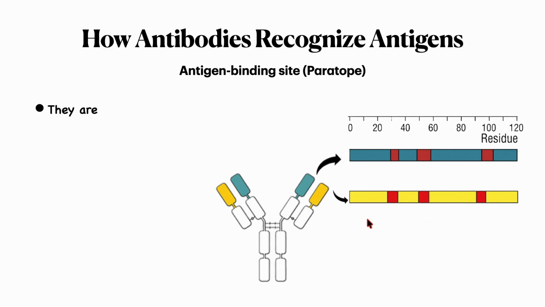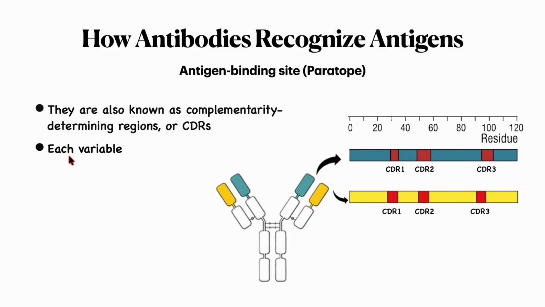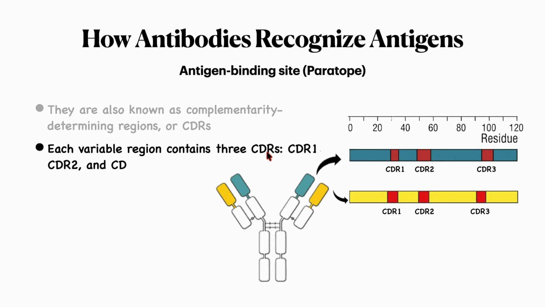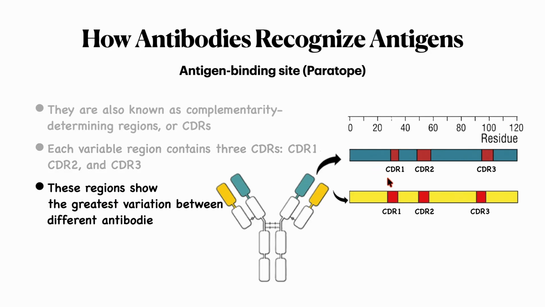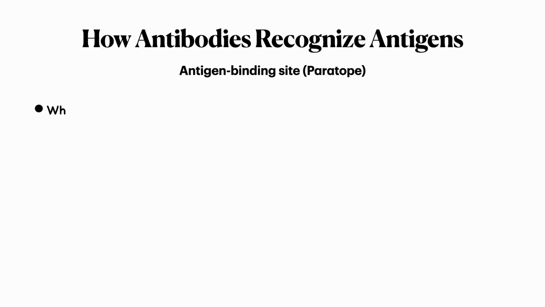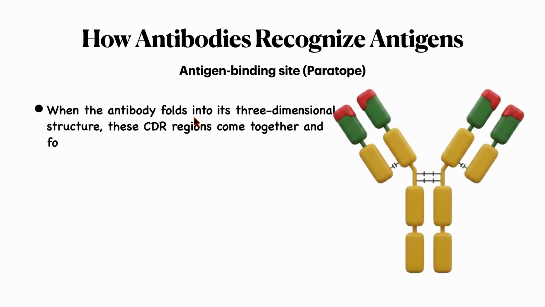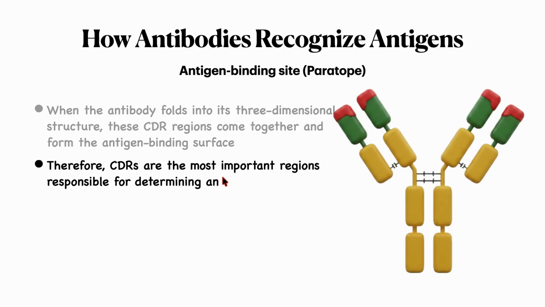They are also known as complementarity-determining regions or CDRs. Each variable region contains three CDRs: CDR1, CDR2, and CDR3. So CDR and HV are the same thing. These regions show the greatest variation between different antibodies. When the antibody folds into its three-dimensional structure, these CDR regions come together and form the antigen binding surface. Therefore, the CDRs are the most important regions responsible for determining antibody specificity.